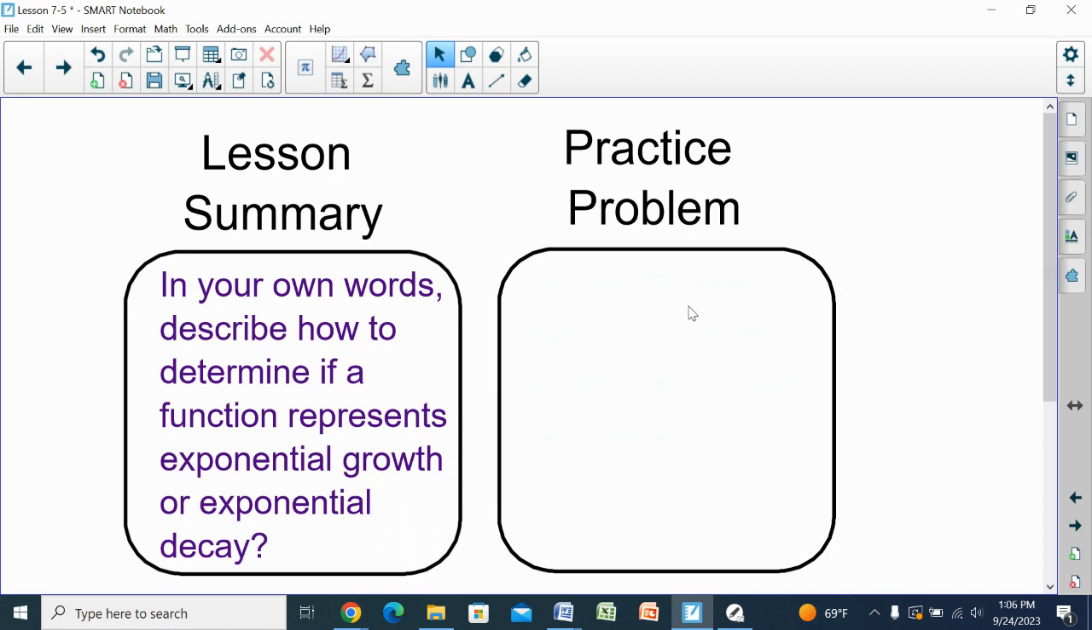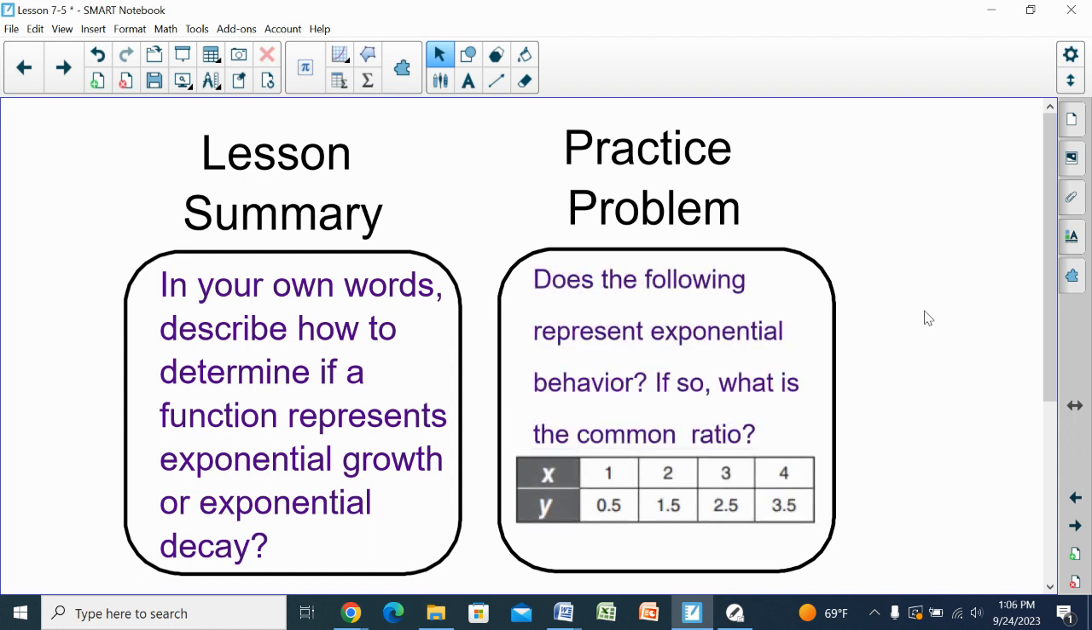And your practice problem: does this table represent exponential behavior? Is it a yes or a no? Is there a common pattern in the y's that's either multiplying or dividing? If you want to check, you can always do the second y value divided by the first y value, or the third y value divided by the second, the one prior to it, to see if you can get a pattern that would tell you multiply or divide. Remember, dividing by 2 is the same as multiplying by a half. That's why I switched that one.